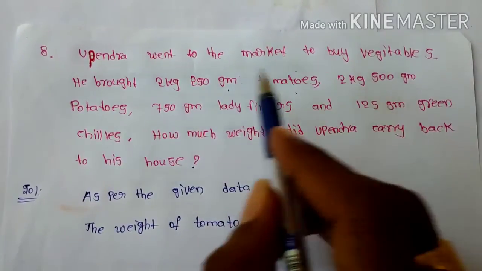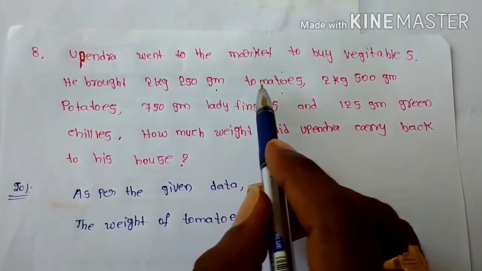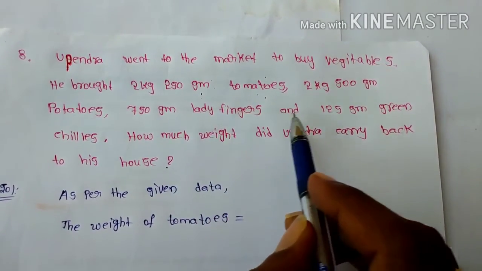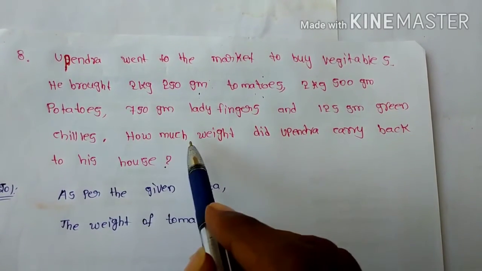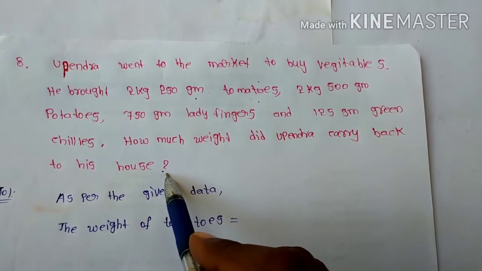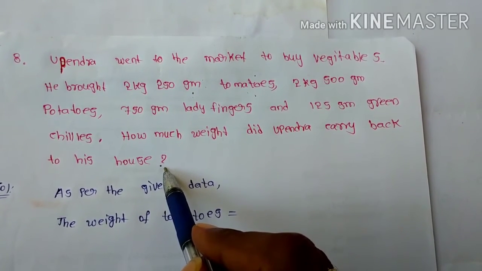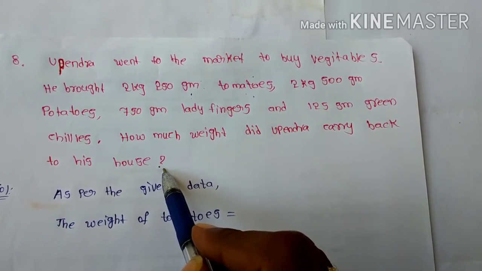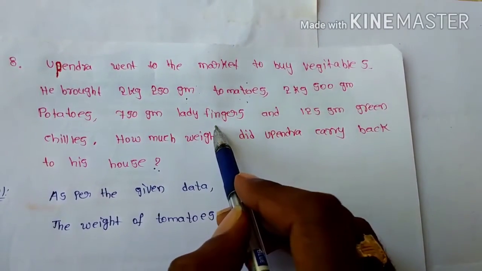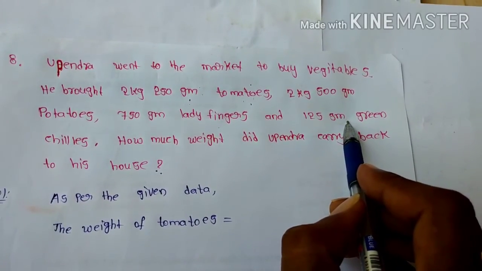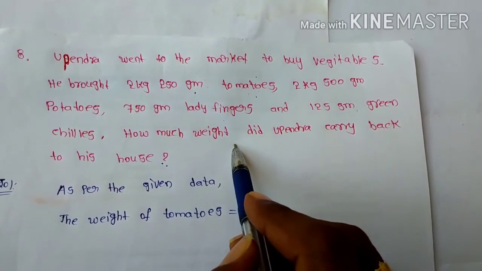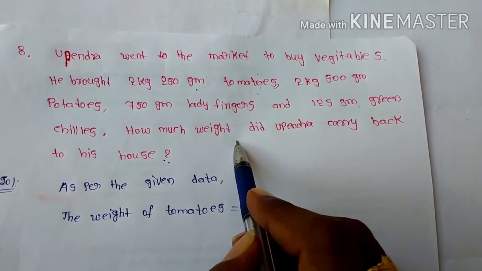Now you can see here question number 8. Upendra went to the market to buy vegetables. He brought 2 kg 250 grams tomatoes, 2 kg 500 grams potatoes, 750 grams ladyfingers and 125 grams green chilies. How much weight did Upendra carry back to his house? That means he brought 4 types of vegetables: tomatoes, potatoes, ladyfingers, green chilies.